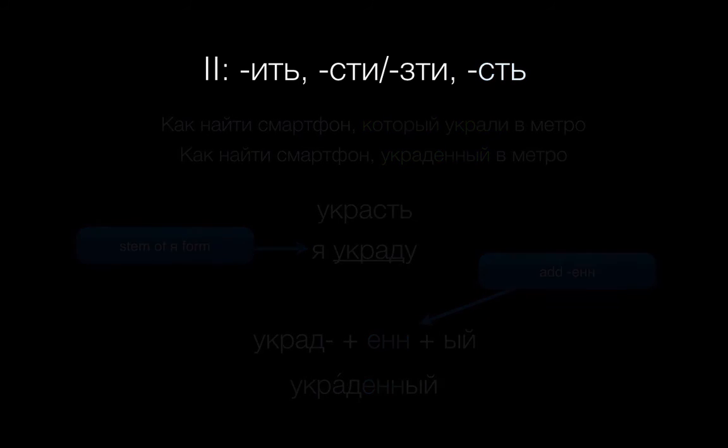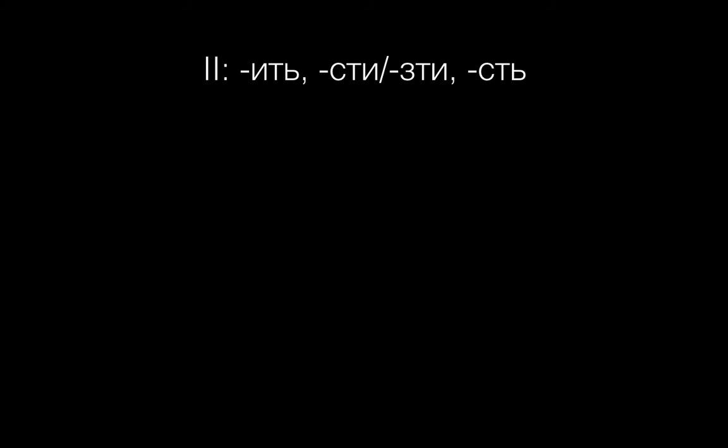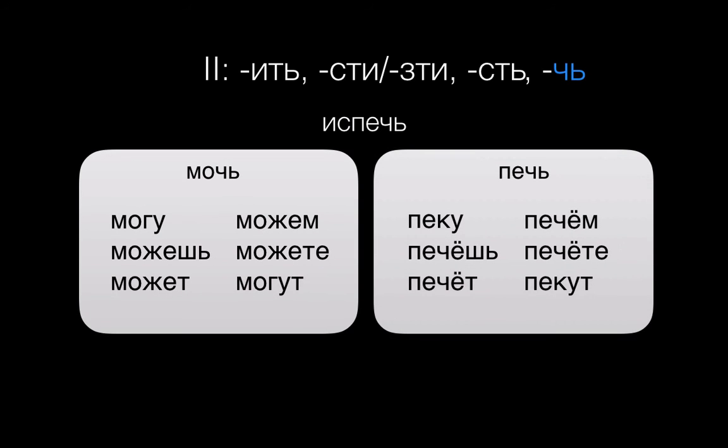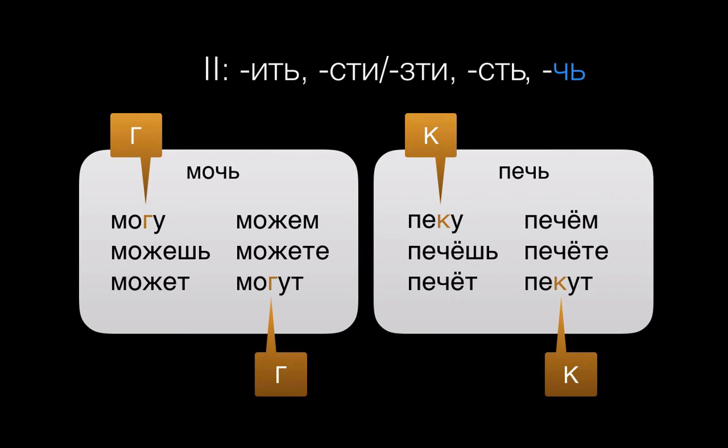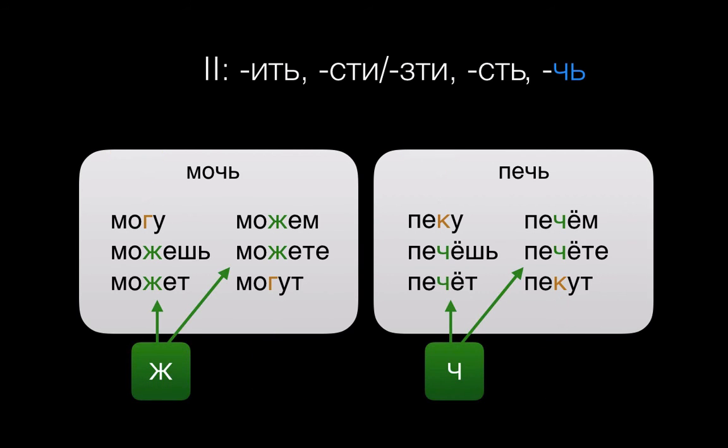And there is one small group that doesn't exactly fit this pattern. That's verbs in -чь, like испечь. You may have seen words like мочь and печь, and if you look at the conjugation, notice how there's one consonant in the я and они forms, and a different consonant in the other forms. So they are kind of a special case, and for the past passive, we'll just use the stem that you see here in these forms.